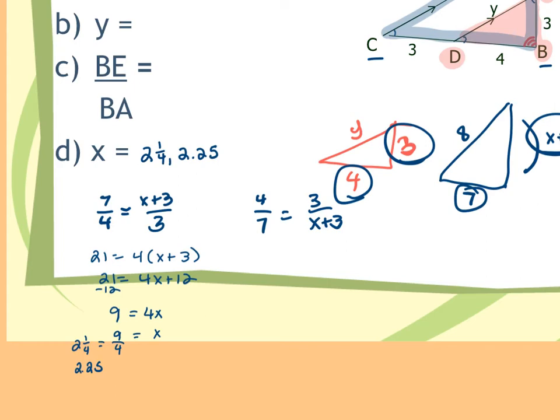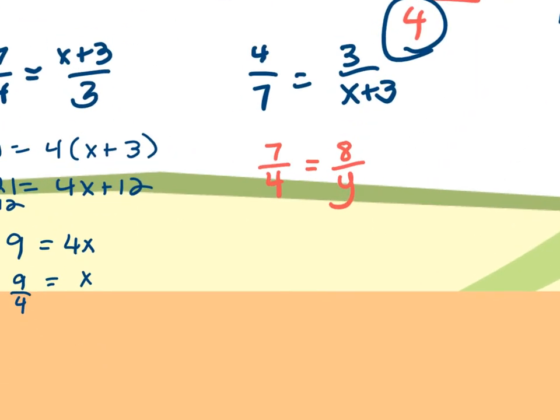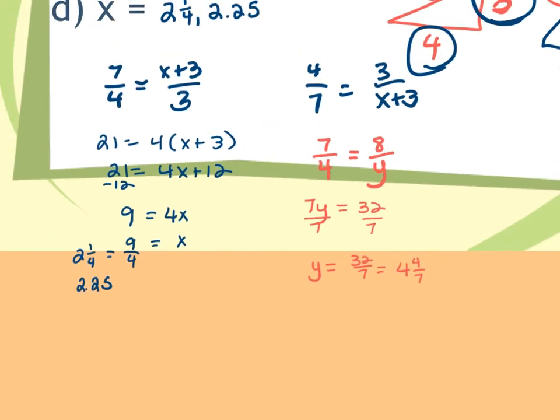I would have gotten the same answer solving the other one. Now I've got to solve for y. So again, I can do 7 to 4, as long as that's big triangle to small triangle. I follow suit in the next part, which would be big triangle, which is 8, over small triangle, which is the y. And then I want to cross multiply. So 7y equals 32, and that's 4 4/7.